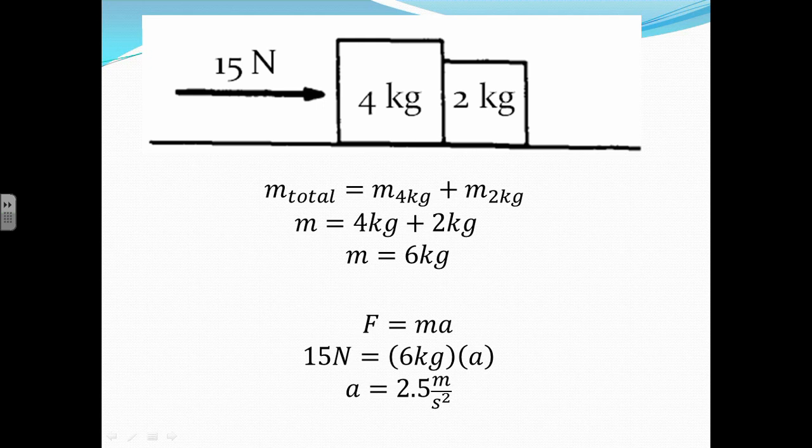Now, having found this acceleration, 2.5 meters per second squared, both the 4 kilogram box and the 2 kilogram box are both accelerating at 2.5 meters per second squared. But a 15 Newton force applied to either one of these boxes would produce a much larger acceleration. So the force is getting distributed between the two. It's acting on it as a whole, and there's some force between the two of them that obviously must be pushing on the 4 kilogram box in order to keep it from accelerating at that rate.